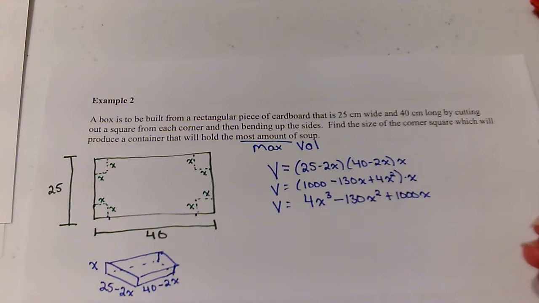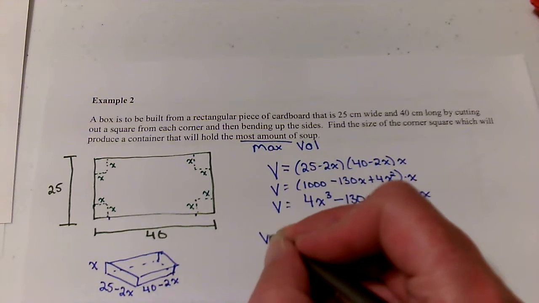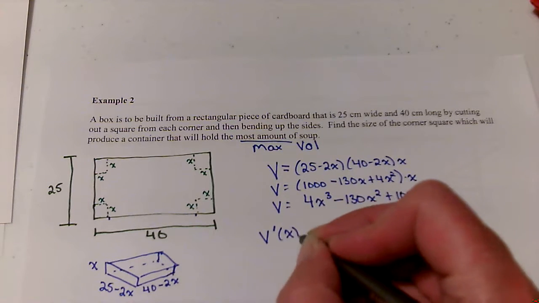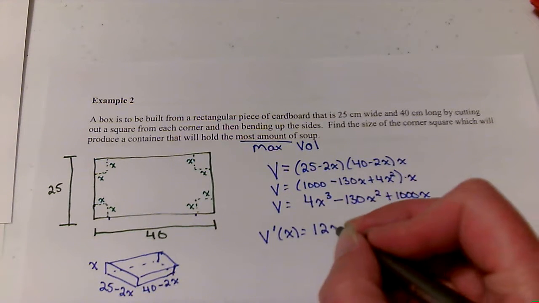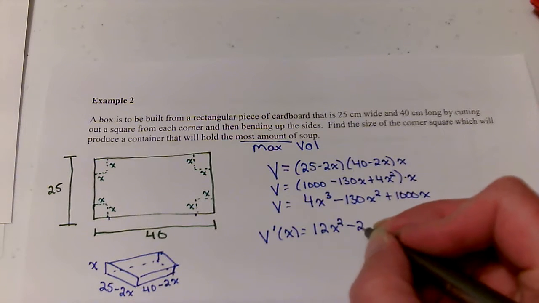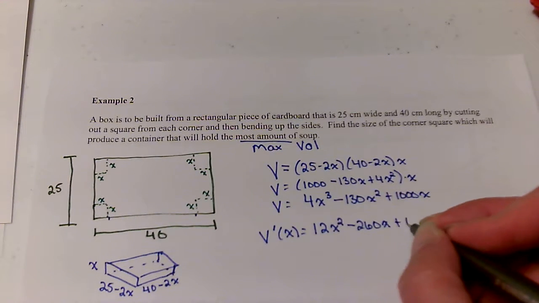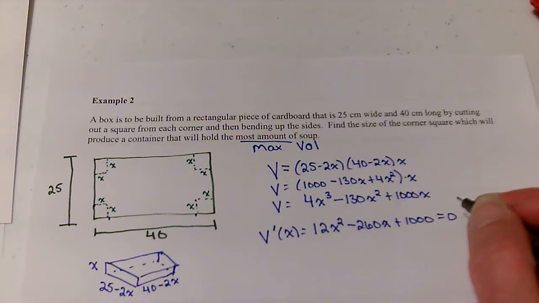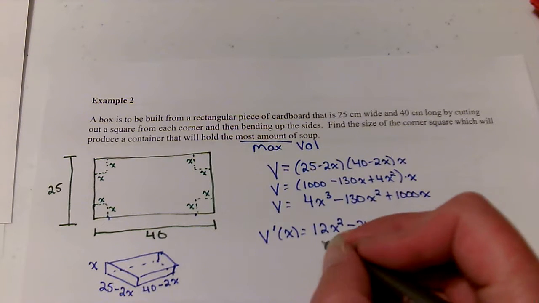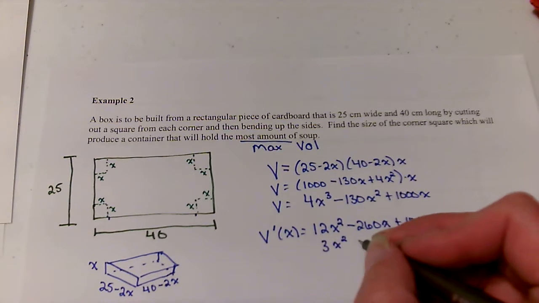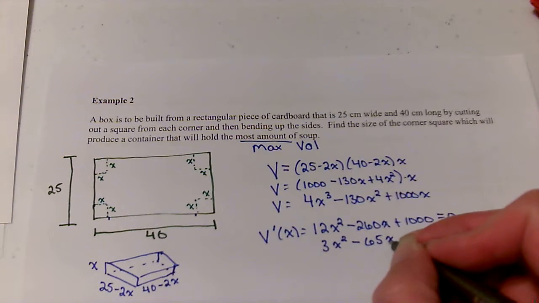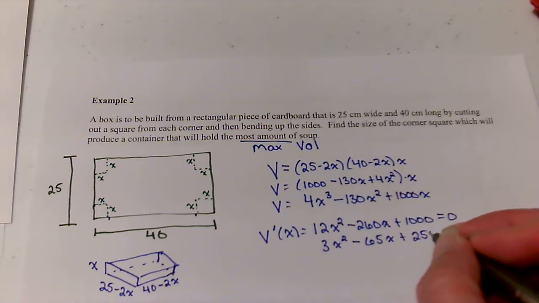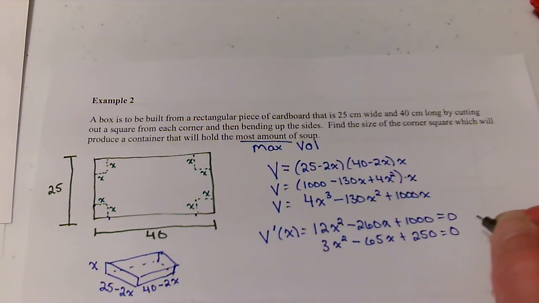Now we're trying to maximize volume, so we need to take the derivative of volume. So I'd get 12x squared minus 260x plus 1,000, and we're going to set that equal to 0. I think everything is divisible by 4. So if I divide both sides by 4, I get 3x squared minus 65x plus 250, and 0 divided by 4 is 0.